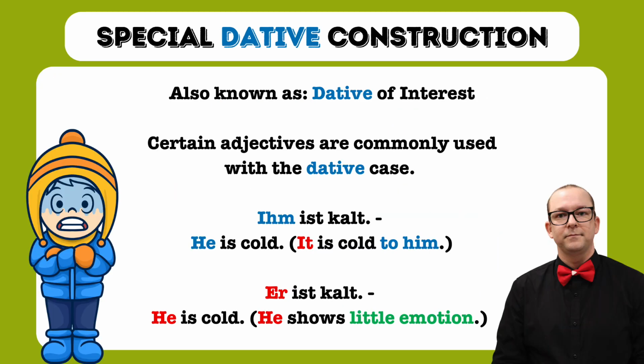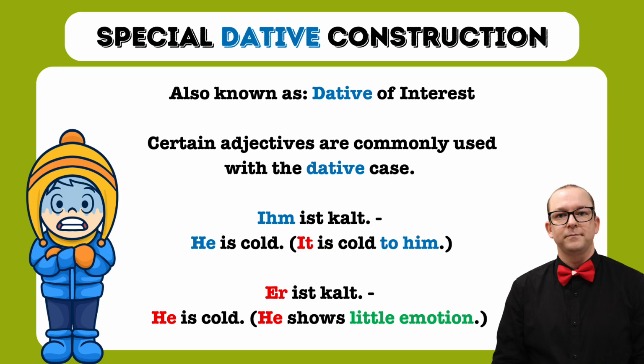In addition to the indirect objects and, of course, the dative verbs, there are certain constructions that are going to be used with the dative case. This is also known as the dative of interest. Certain adjectives are commonly used with the dative case. This happens a lot with the verb sein, which is why some websites will claim that the dative case is used because of the verb sein, which in reality is obviously not the case. It's just that the adjective triggered the dative case.